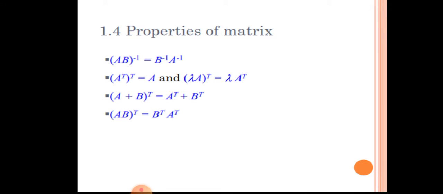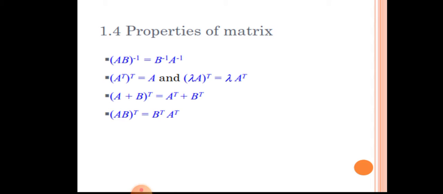Next one, properties of matrices. As with the determinant property, matrices also have some properties. That is, (AB) the whole inverse, how we have to write it, is equal to B inverse into A inverse. Next, (A transpose) to the power of transpose equals A. If you have a matrix A, take the transpose, and take the transpose again, you will obtain the answer as A.